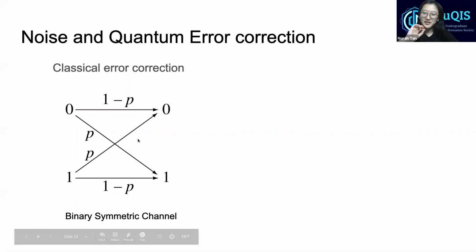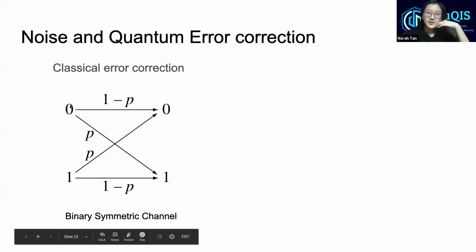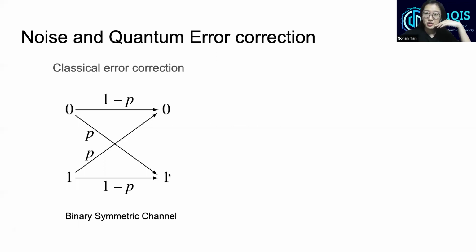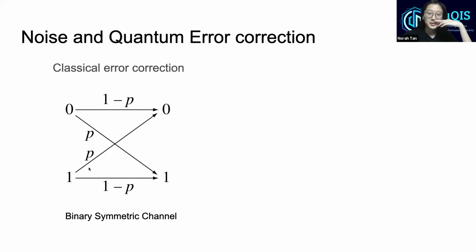When we're transmitting messages, we're sending a sequence of 0s and 1s. But there are chances that in a long transmission, some bits will be flipped. In this binary symmetric channel, a 0 bit can be flipped into 1 with probability p, and a 1 bit can be flipped into a 0 also with probability p, and with the remaining probability they stay the same.